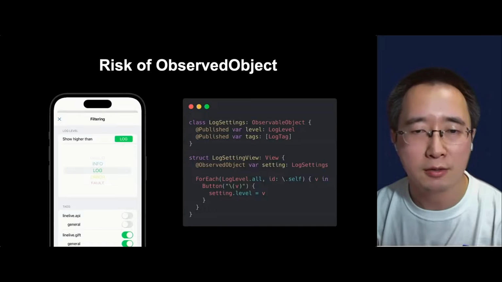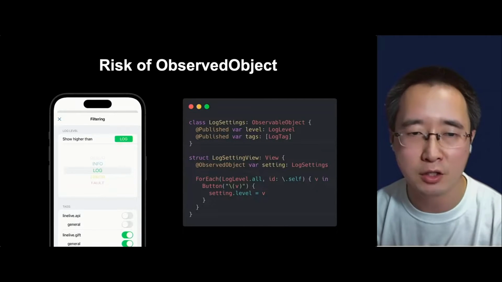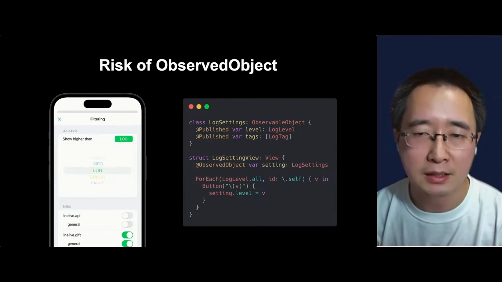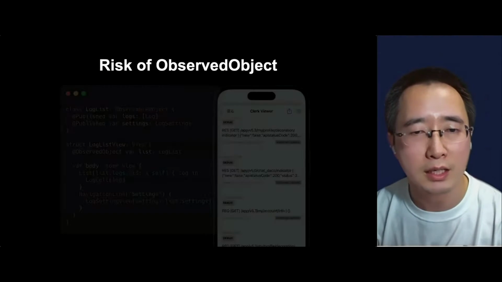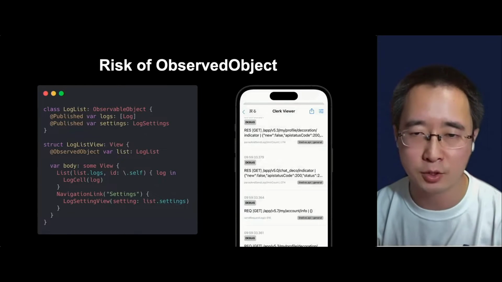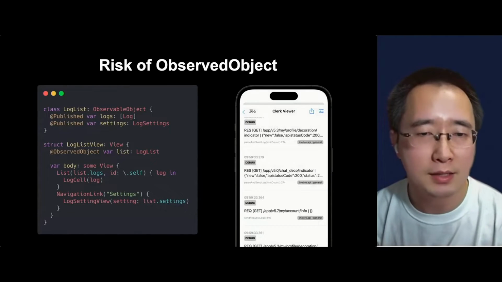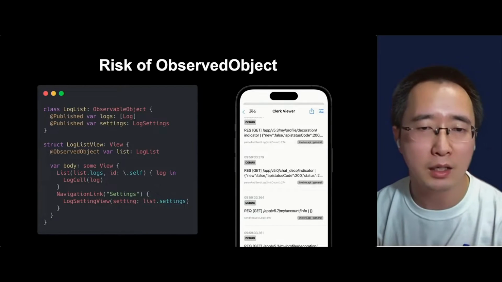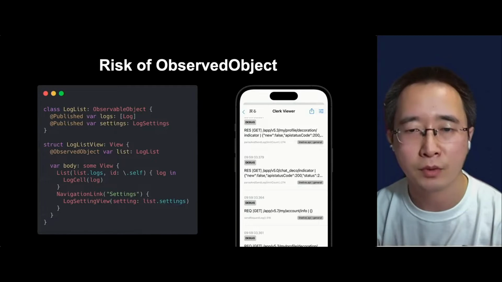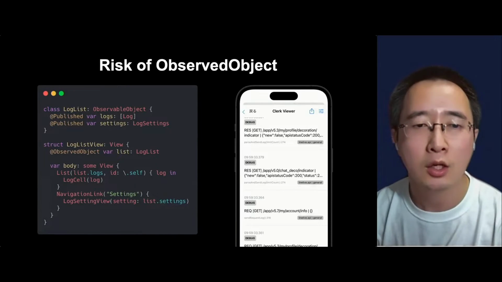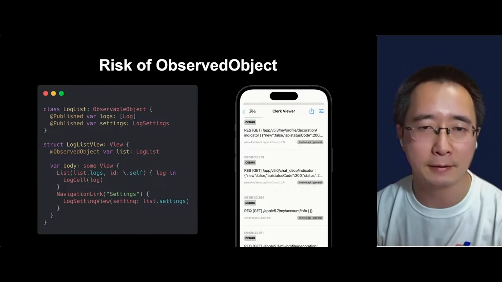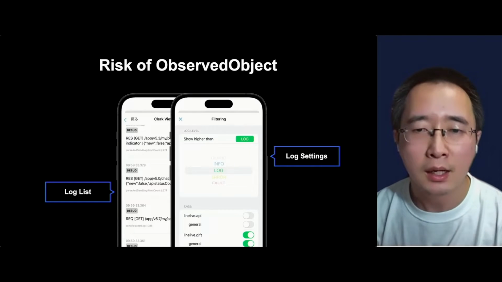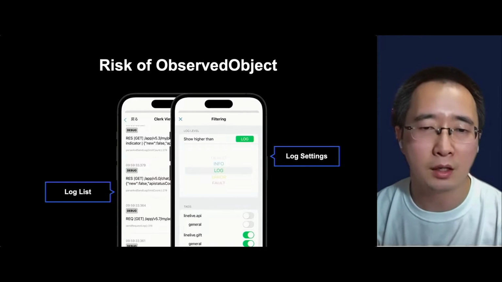In the settings page, we use an ObservedObject to hold the feature setting state. When choosing any of the log levels, the data is updated perfectly. In the log list, we are using another ObservedObject to drive the UI. It contains all the logs as a data source for the list and also the log settings. Based on it, we can filter the desired logs. We pass this settings object to the settings view in the navigation link. So the structure is simple and clear enough. Either screen can work without any problem on its own.